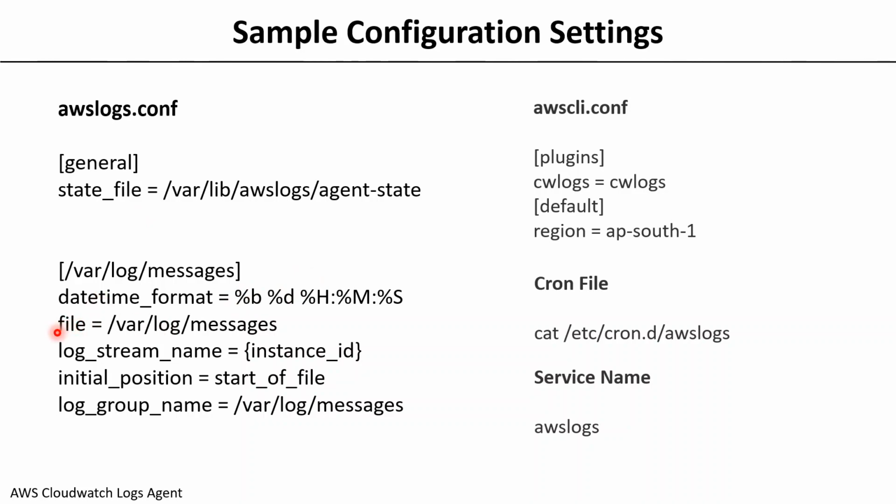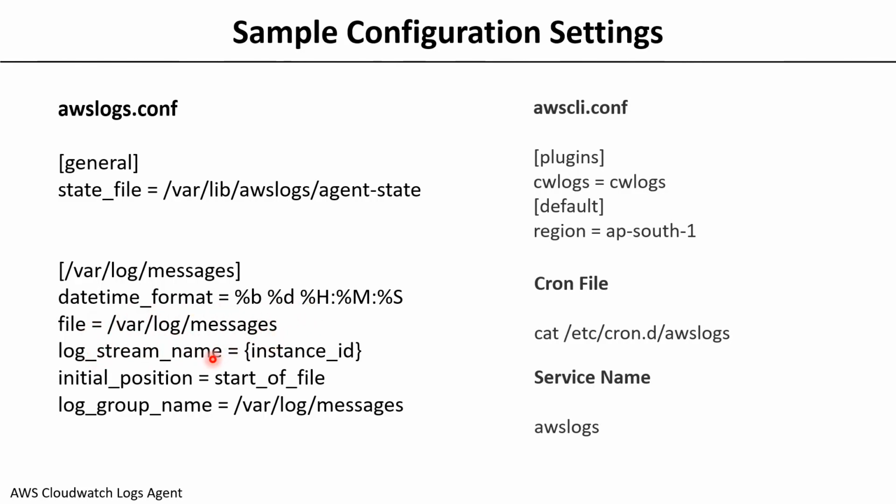Then, which file you want to monitor, and if there is any change, it sends to CloudWatch. So it monitors and collects the log from /var/log/messages. In this particular configuration file, we want to send these log files to CloudWatch, so we have to specify which log file to be monitored.